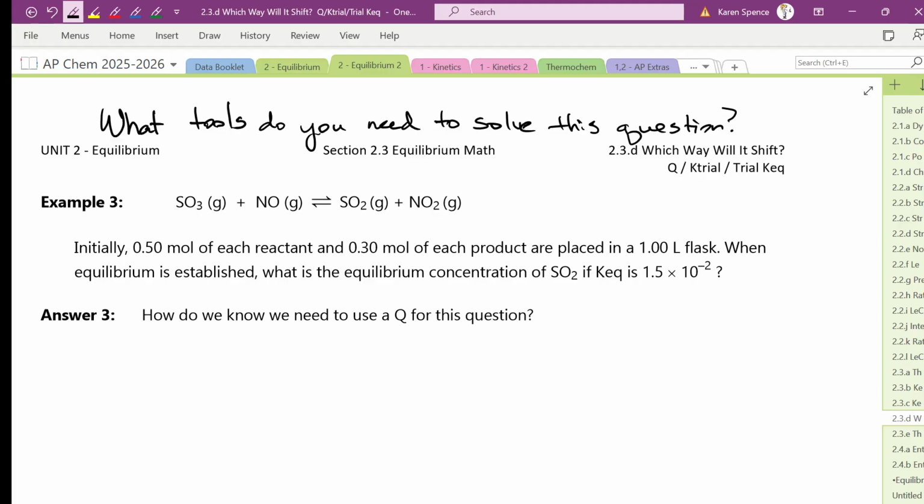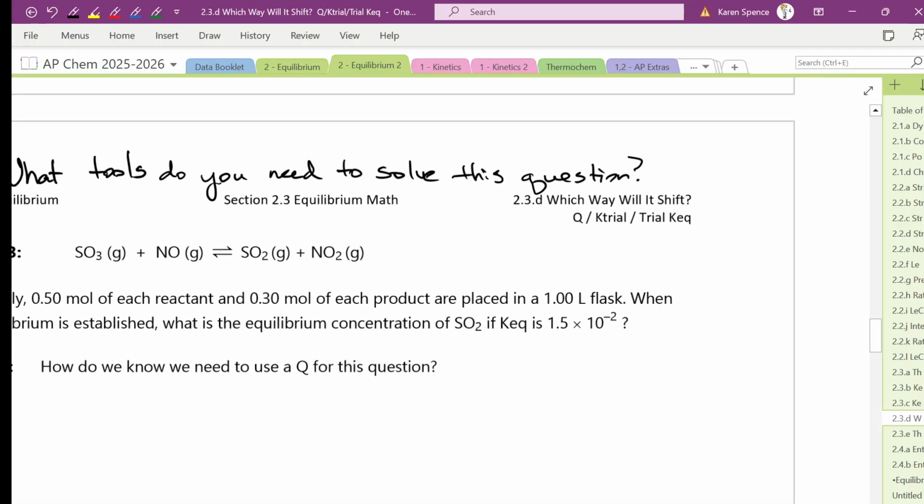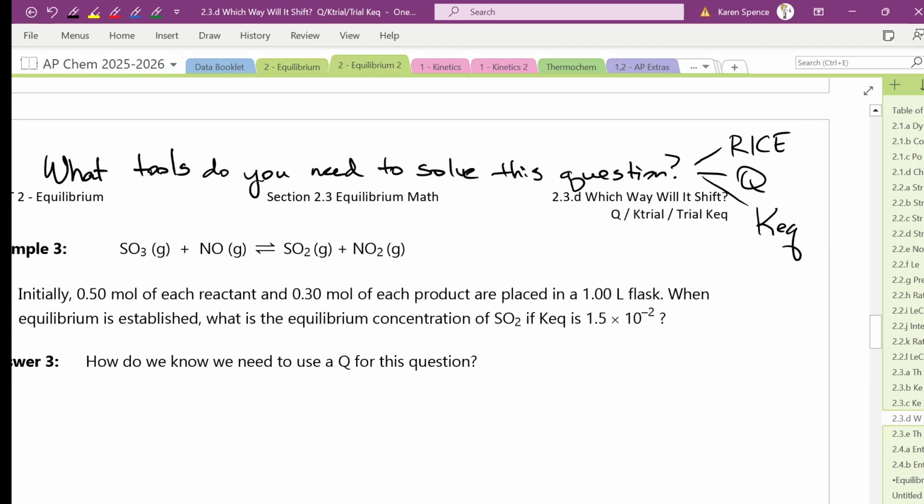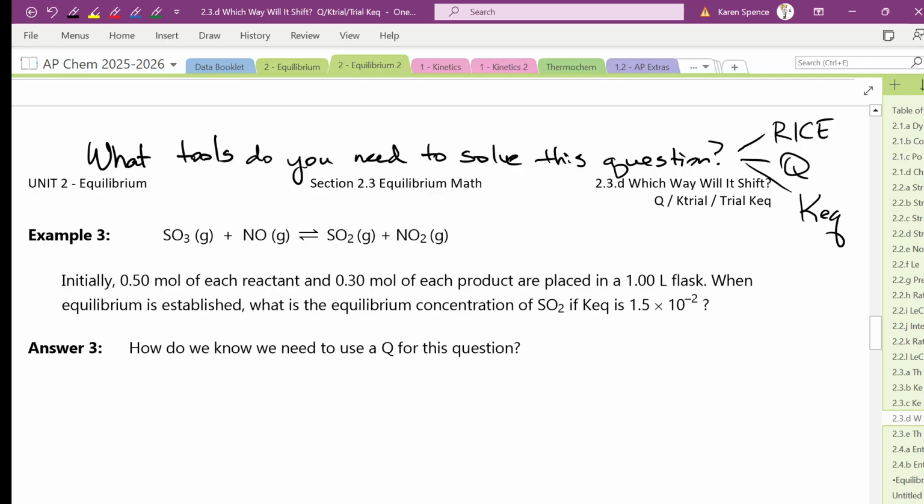So what are our choices of tools? RICE, Q, KEQ. Do we need a RICE table? Yeah, we do, because we're asked about when equilibrium is established. Okay, so we know we need to use a RICE table. Do we need to use a Q? Q tells us which direction it shifts. Yes, because we are given both reactant and product.